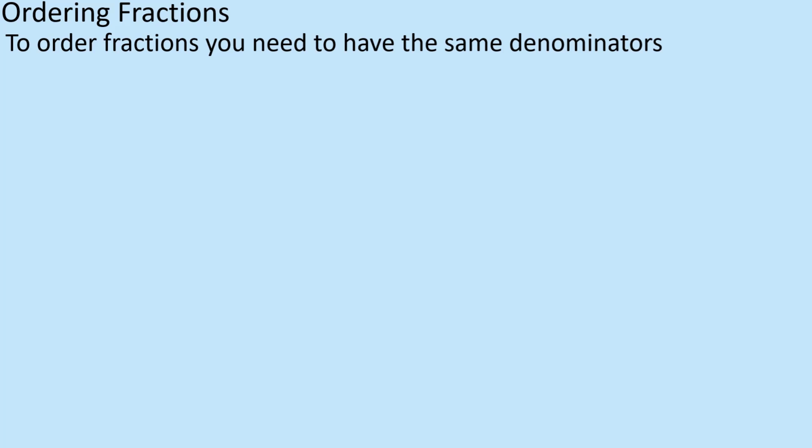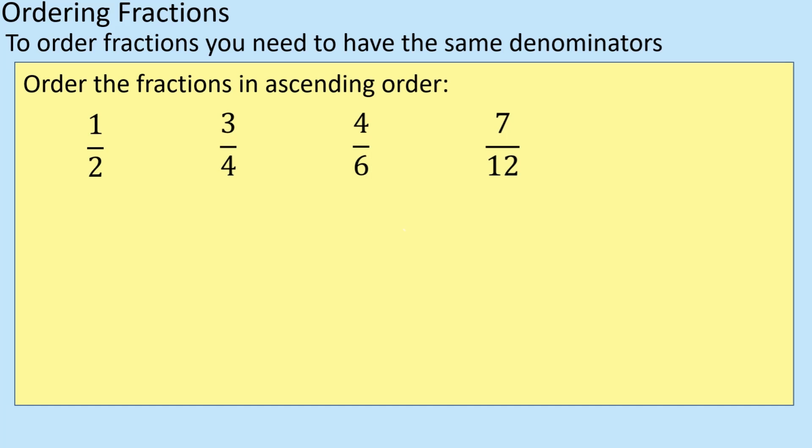If you're looking at ordering fractions, obviously this is quite different. But in order to do that, you need to have the same denominator. And again, most examiners will be looking for the idea of you converting these to numbers which have the same denominator. So you're trying to find a denominator that all these go into. So you're looking for the lowest common multiple of this lot, the one that they would all go into.